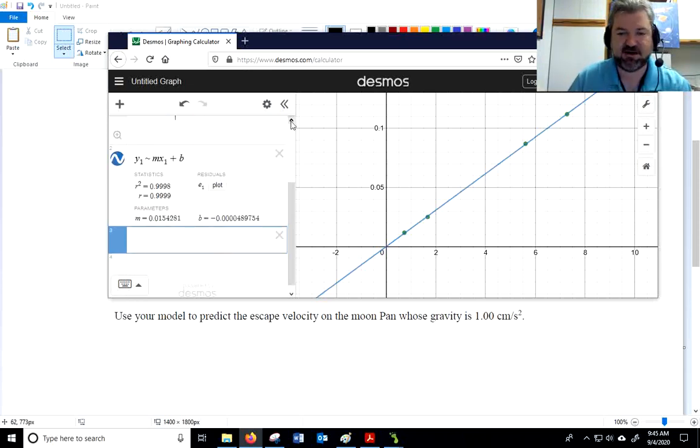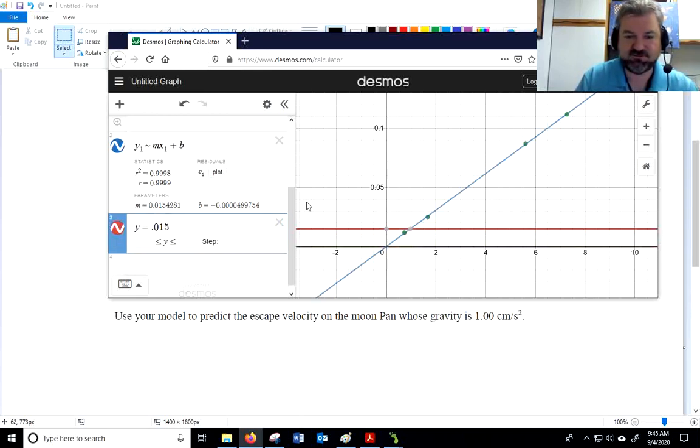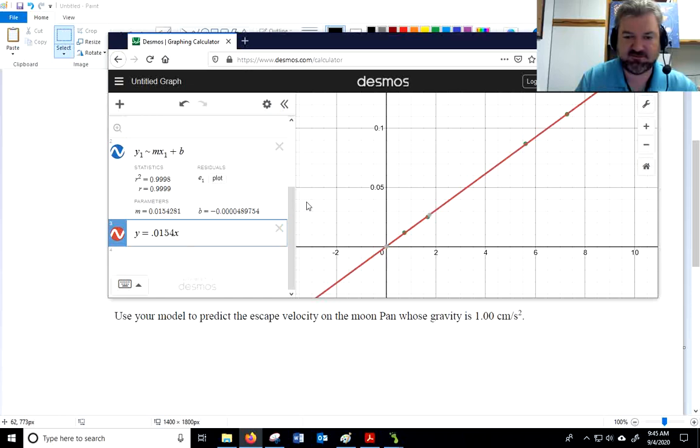But now that we have that model, we can use it to make predictions. So I will simply type it in, x plus negative 0.04.